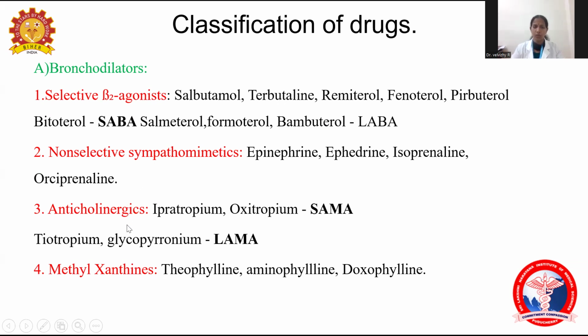And we have the anticholinergic drugs. Again, here we have short-acting muscarinic antagonists and long-acting muscarinic antagonists. For short-acting, we have ipratropium and oxitropium. For long-acting, we have tiotropium and glycopyrronium. And then we have a third group of bronchodilators, which is methylxanthines. Examples are theophylline, aminophylline, and doxofylline.